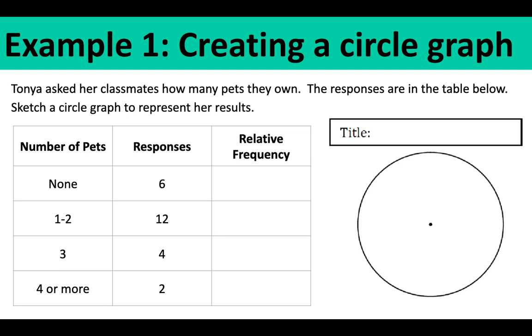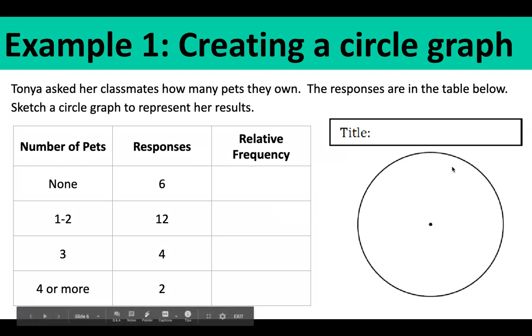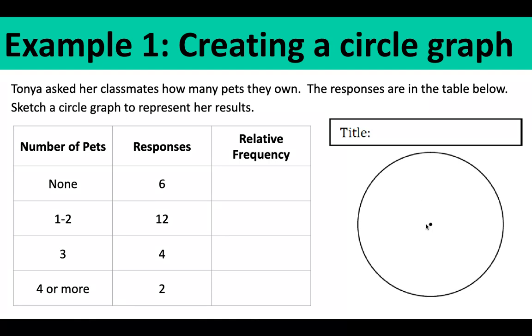So for example, I have these responses. Tanya asked her classmates how many pets they own, and the responses are in the table below. We're going to sketch a quick circle graph. If you were doing the computer version of these notes, it might be hard. You can use the line tool to draw lines and then kind of color them in. It might be a little tricky for you to draw the circle graph on the computer, but do your best, or maybe just write it on your own sheet of paper.